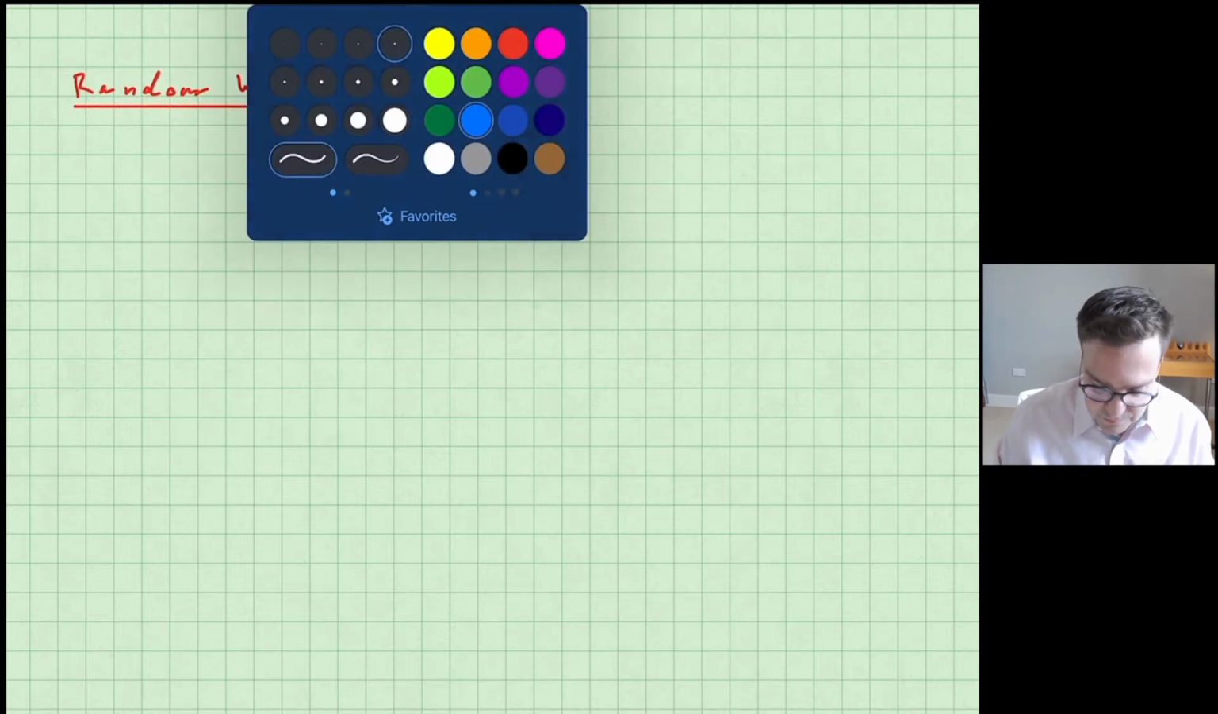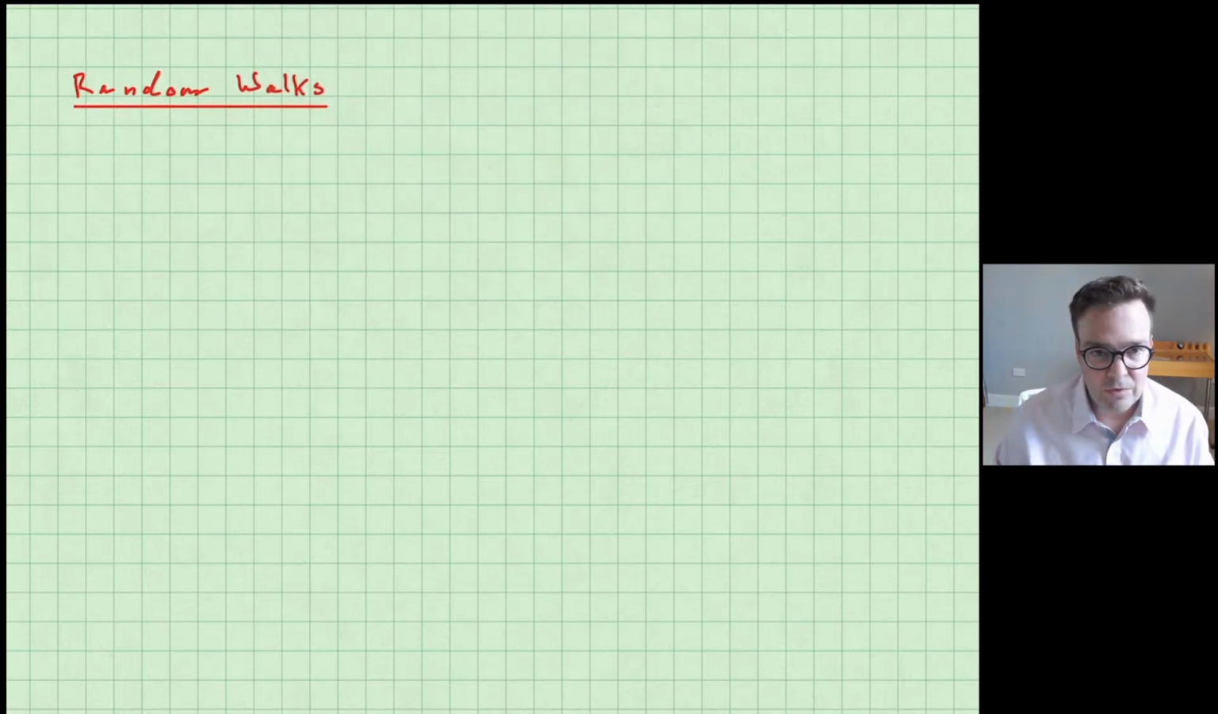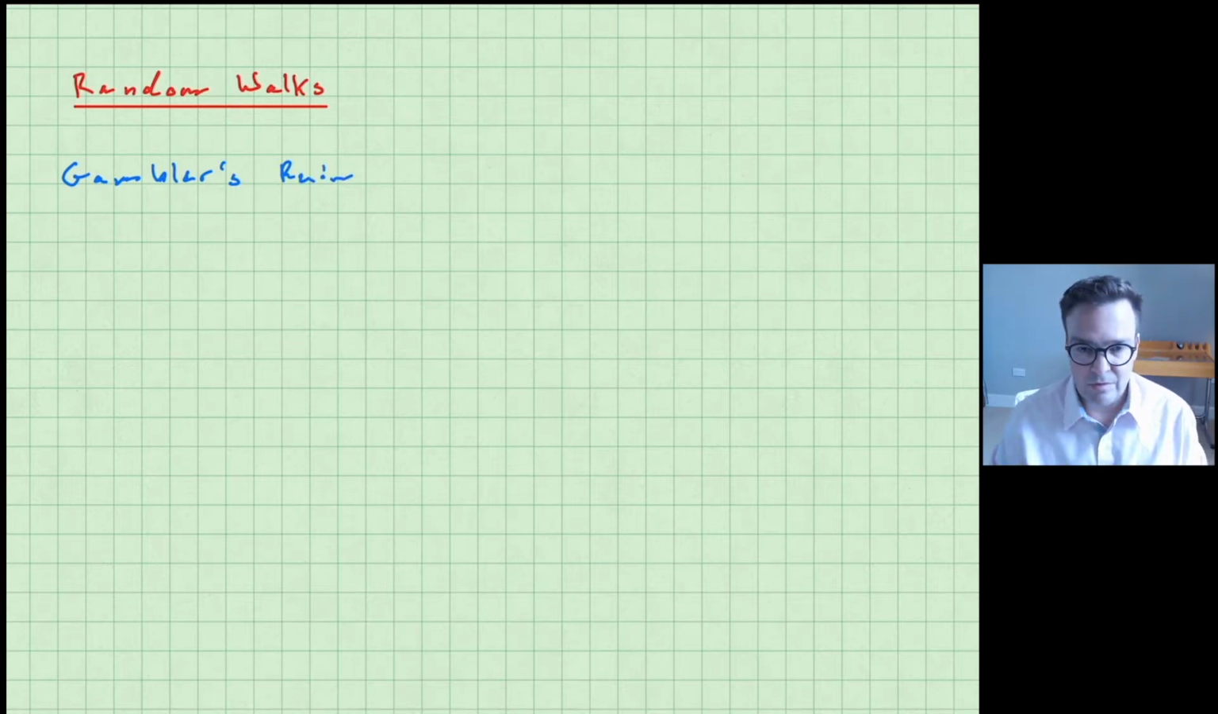We're starting a new chapter, which is random walks. And we're going to focus all on the gambler's ruin type problems. And so it'll be useful to just introduce all the terminology that we've already seen before. So this is gambler's ruin. And I'm just going to reintroduce the variables and the conventions that we introduced in the previous lectures.